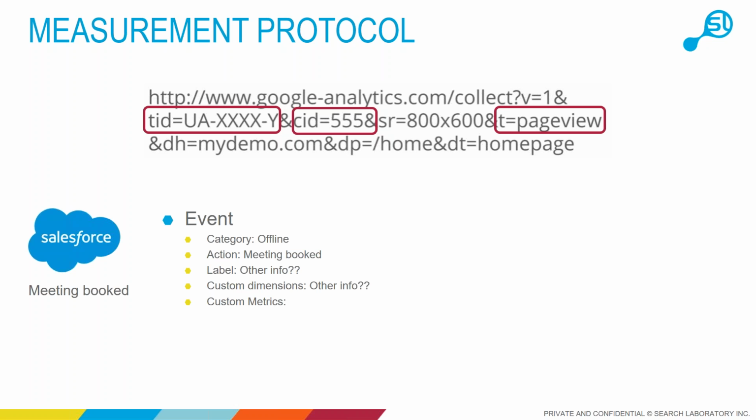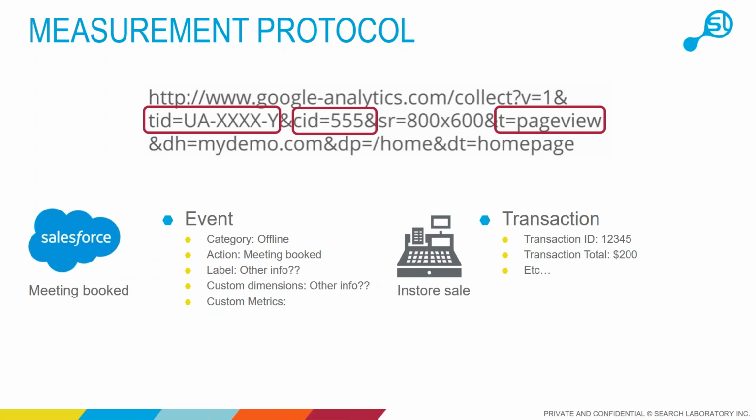So to further illustrate the types of hits we're going to send using the measurement protocol, I've given a couple of examples here. The first one is, if you've got Salesforce as your CRM and somebody books a meeting, that's a key thing we want to know about and push into your analytics account. So typically we would send an event, which is a Google Analytics concept that you can track from your website, but we could track it from the measurement protocol also. And that event might look like the example shown there.